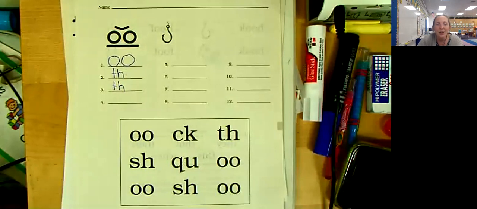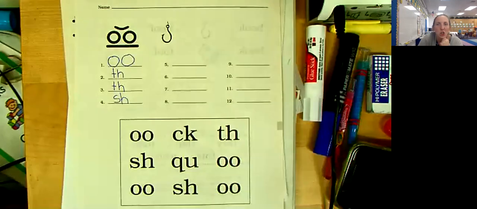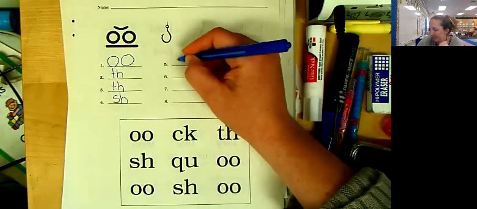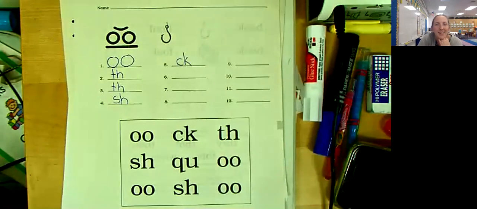All right, number 4, let's write the one that says shh. SH. Okay, number 5, we're going to write the digraph, which means two letters together, that says k. CK together makes one k sound. The C says a k by itself, the K says a k by itself, and together they say k.